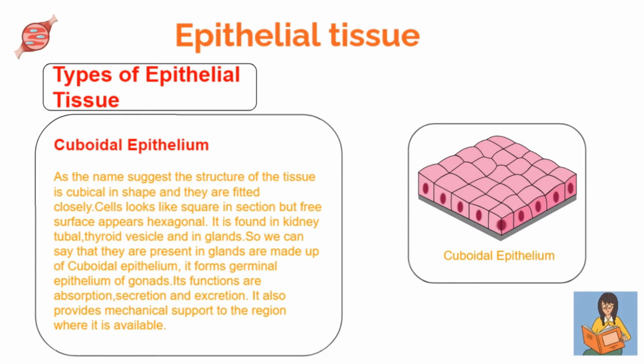So another example we have provided. Then it is involved in absorption, excretion and secretion. So wherever they are found, they are responsible for these three functions, as they are found basically near the glands or in the glands itself. It also provides mechanical support to the particular region.